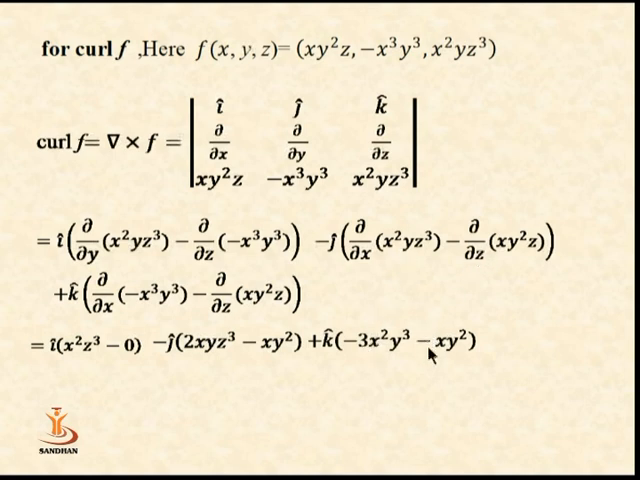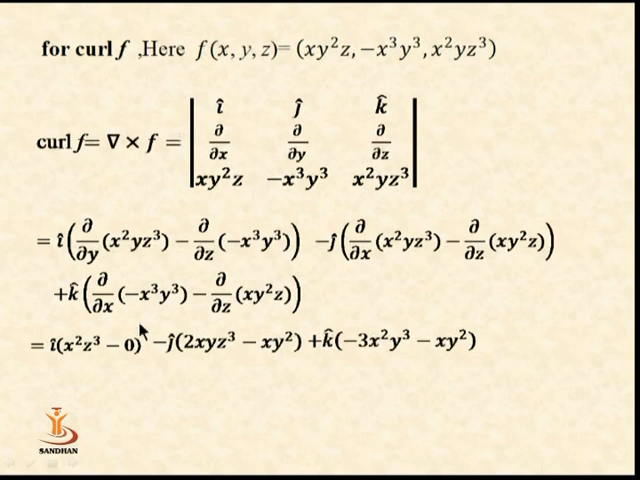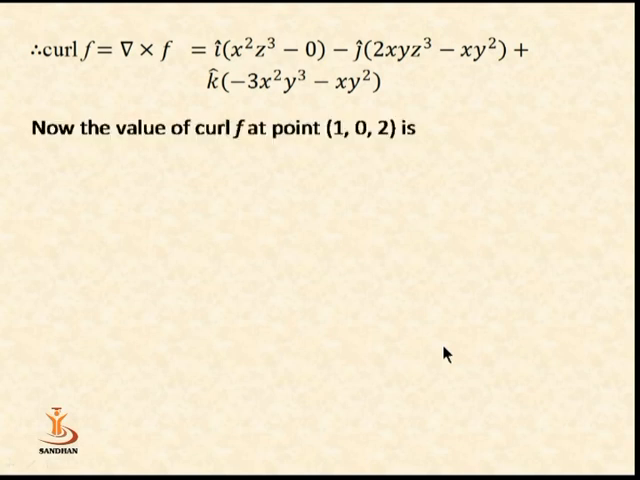So here we have to do a plus sign. Now the differentiation: differentiating with respect to x, we get 3 minus 3x²y, and differentiating with respect to z, we get minus xy². Now we have to find the value of this function at the point (1, 0, 2).